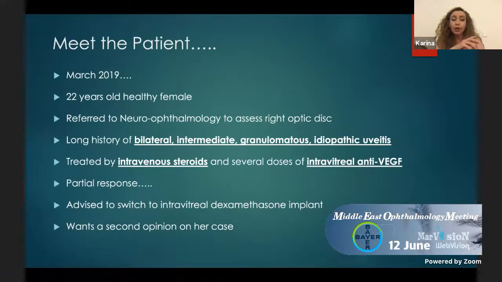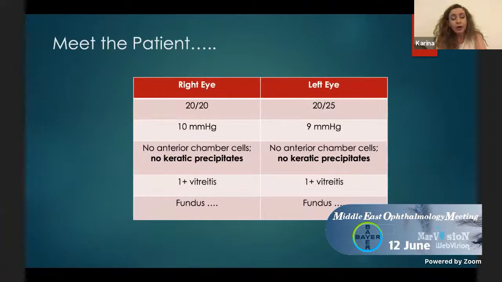She has a long history of bilateral intermediate granulomatous idiopathic uveitis, and she has been treated by intravenous steroids and several doses of intravitreal anti-VEGF. Response to treatment was partial as per the reports she had with her. So she was advised to switch her treatment to the intravitreal dexamethasone implant. And also she wanted a second opinion from us about her case. So this is her very first ophthalmic evaluation with us.